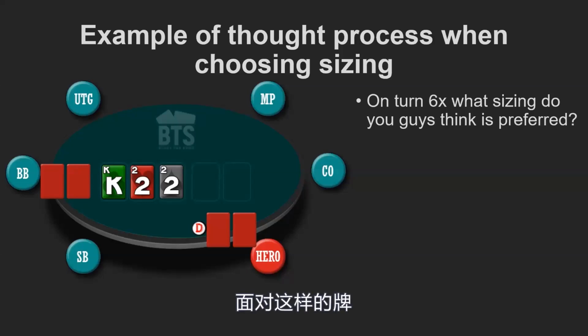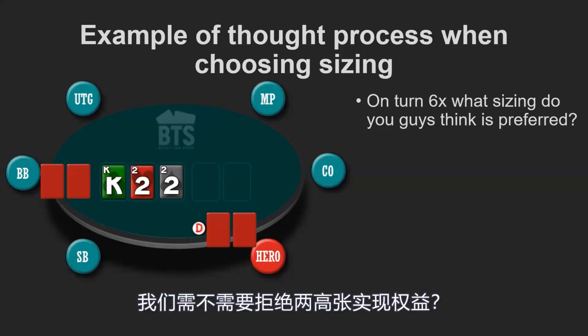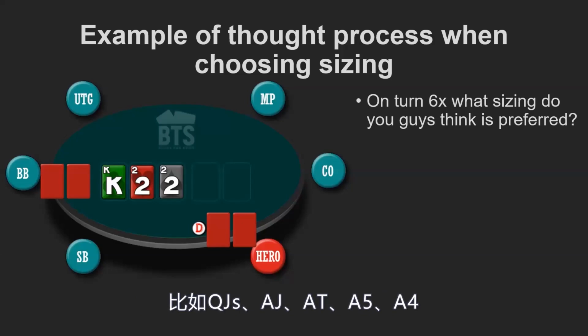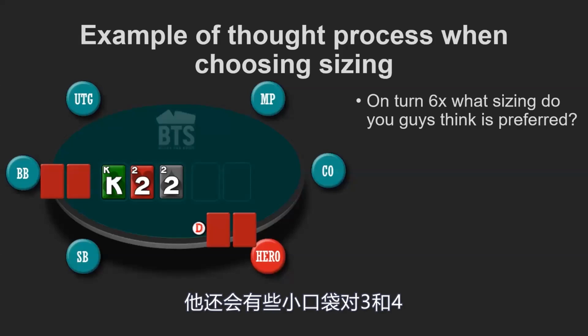I mean, do those hands want to deny equity versus overcards? He's going to have hands like Queen Jack suited, Ace Jack, Ace 10, Ace 5, Ace 4. He's not going to fold all those hands. He's going to have hands like pocket threes, pocket fours as well.